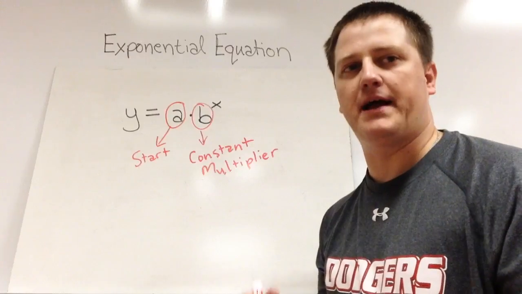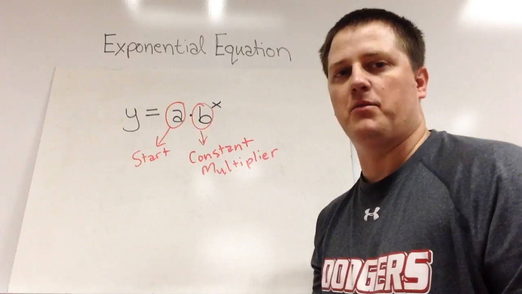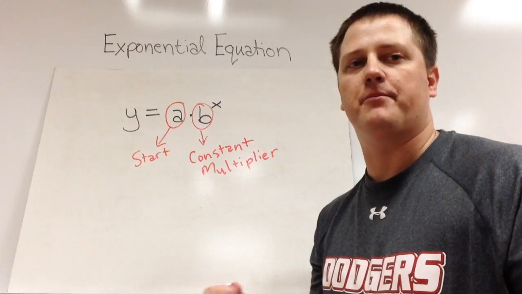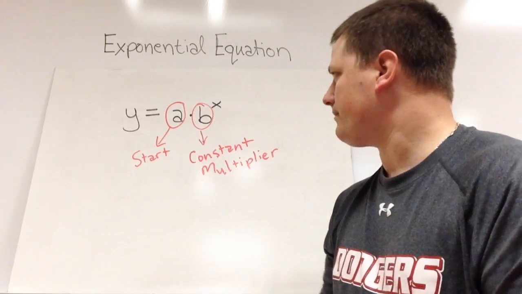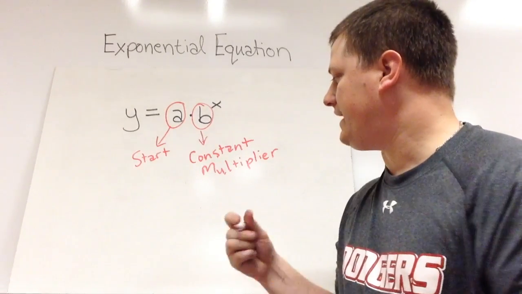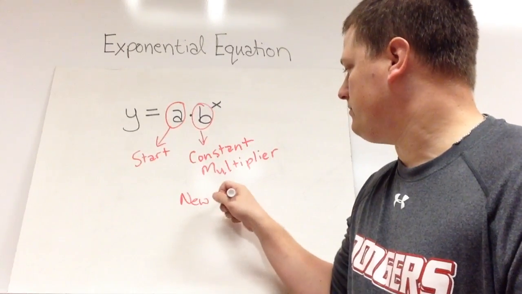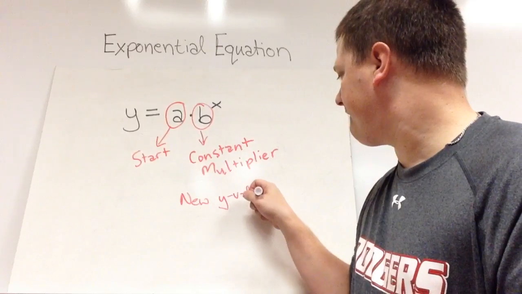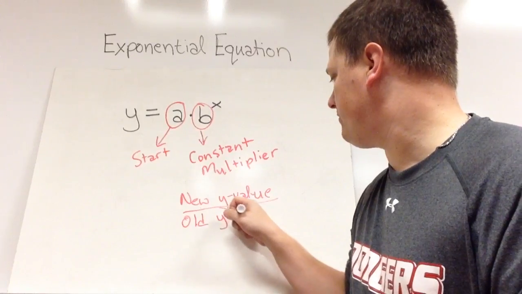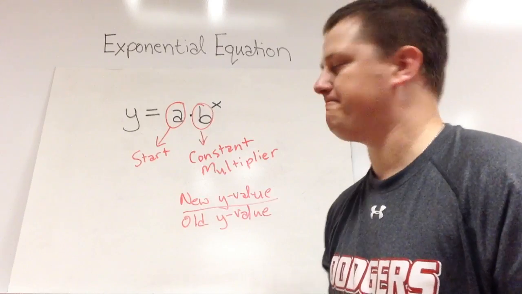Now, if this constant multiplier is bigger than 1, that means that we're going to grow. We're going to get bigger as we go. If this constant multiplier is smaller than 1, that means that we're going to decay. We're going to get smaller from term to term. This constant multiplier is found by taking our new y value divided by the old y values, like we did in our previous investigation.